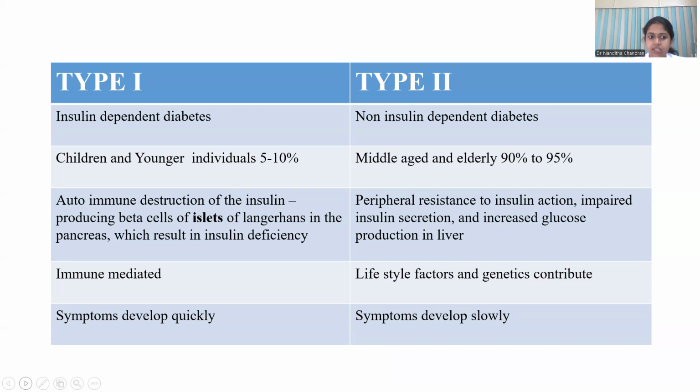And I spoke about the etiology: type 1 is because of autoimmune destruction. It's an immune mediated type of diabetes because of the destruction of the insulin producing beta cells of the islets of Langerhans in the pancreas, causing insulin deficiency. Whereas type 2 is because of resistance to insulin action or impaired insulin secretion and increased glucose production in the liver. So type 1 is immune mediated, and type 2 depends on the lifestyle factors and genetic predisposition of the patient. Symptoms in type 1 develop very rapidly, whereas type 2 develops very slowly.